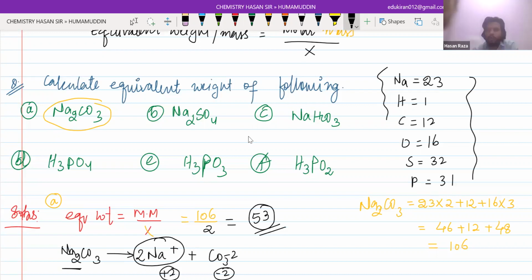Is that clear? What you need to do is very simple. Calculate the molar mass divided by X. If it is an acid, you are going to see how many H plus it will give. And if it is a base, then you are going to check how many OH minus it will give. And if it is a salt, then you are going to dissociate it and look at total negative or total positive charge. They will be equal. In this way, you are going to solve the B, C, D, E, F part.